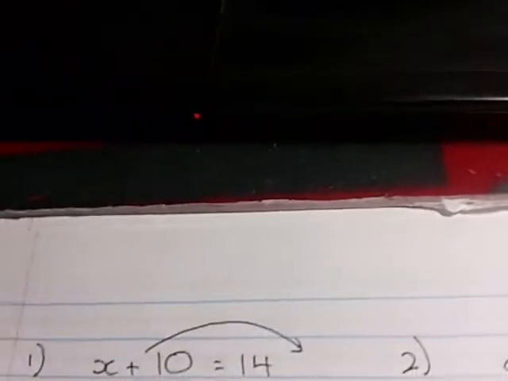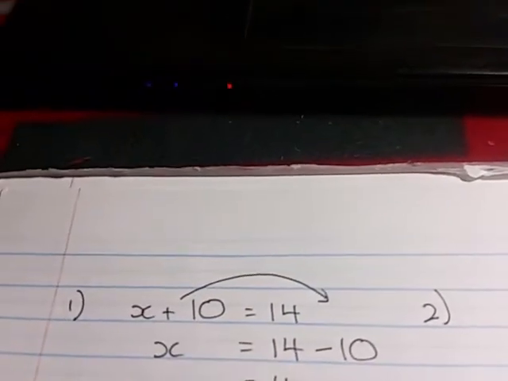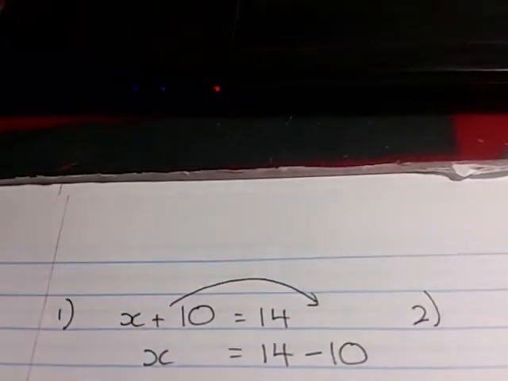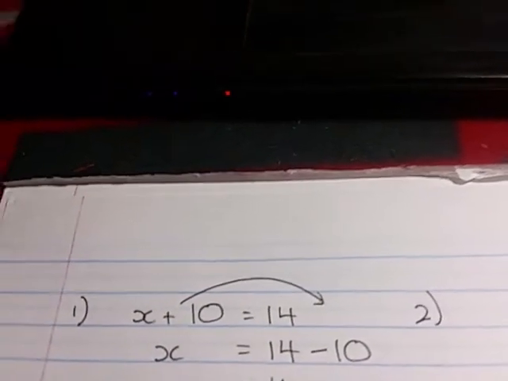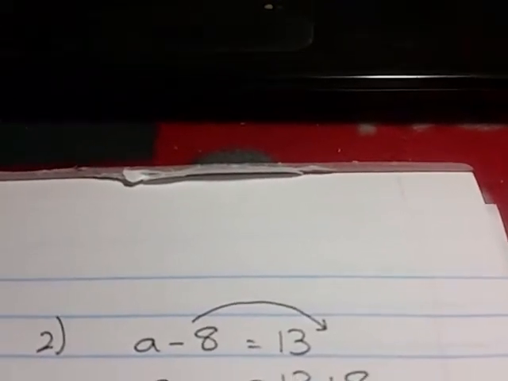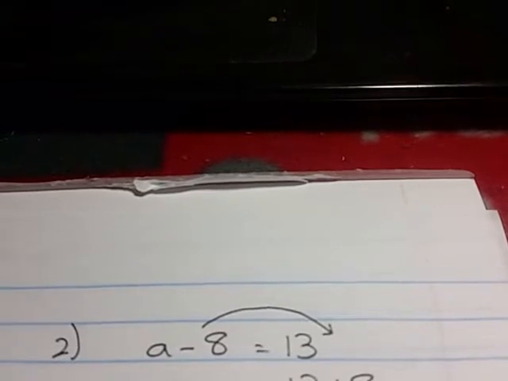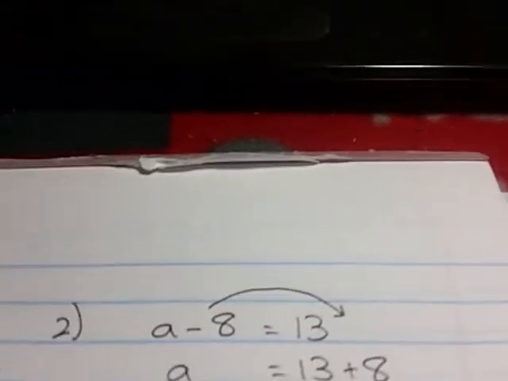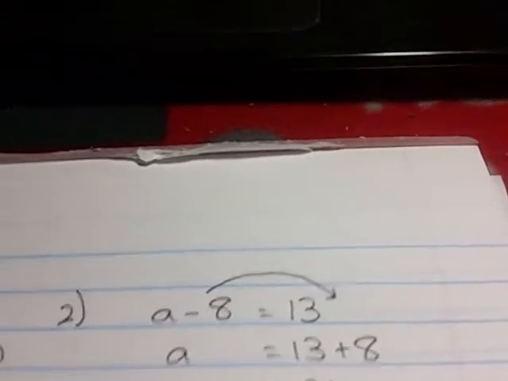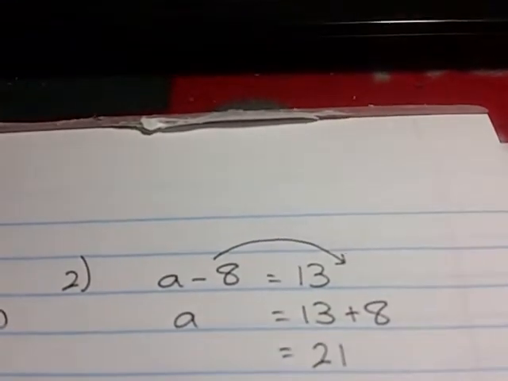The first one, x plus 10 equals 14. Keep the x on the left hand side, take the 10 over. When the 10 moves across the equal sign, the opposite of plus 10 is minus 10. So x equals 14 minus 10, which is 4. Done. Next, a minus 8 equals 13. Move the minus 8 over to the other side. So a equals 13 plus 8, which is 21.